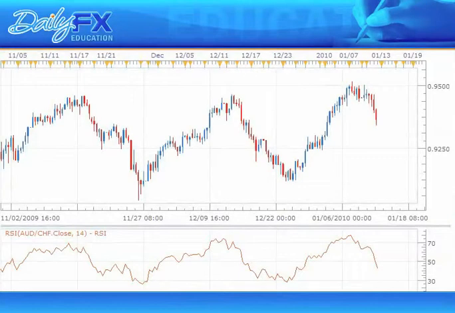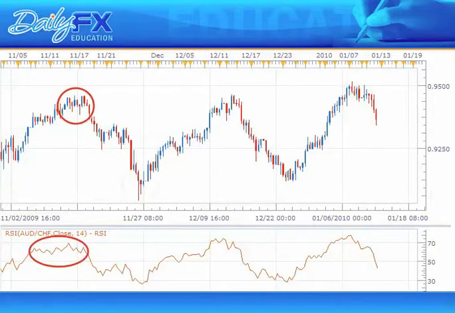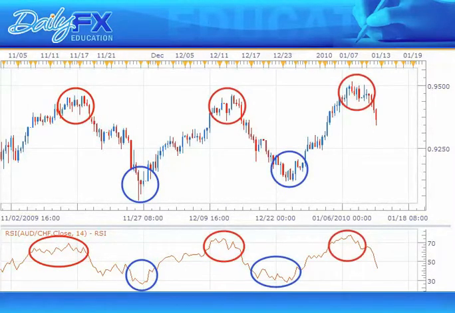Let's take a look at an 8-hour chart of the Aussie Swiss, where the pair has been oscillating within a loosely configured range since mid-November. We can see how price action nicely coordinates with the buy and sell signals provided by the RSI.